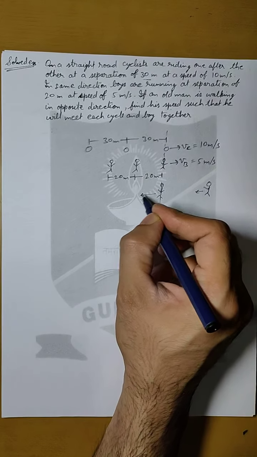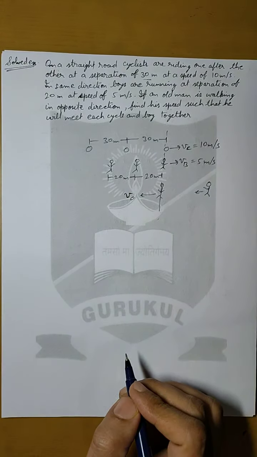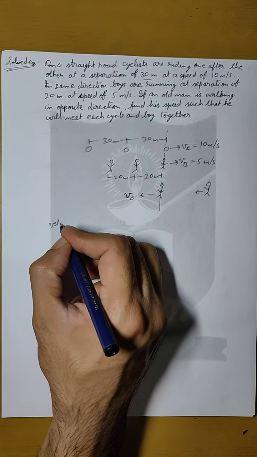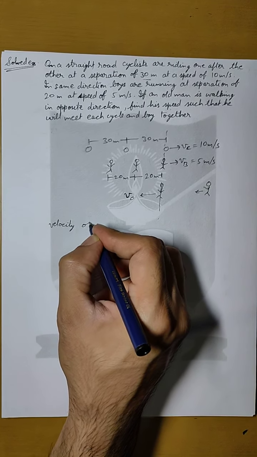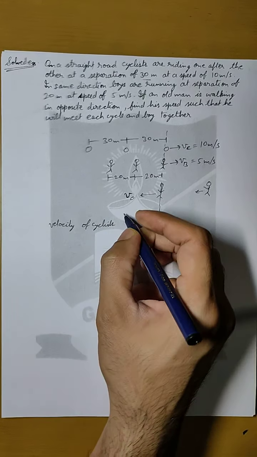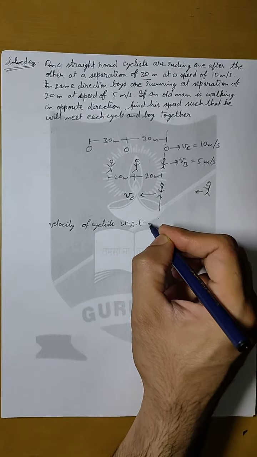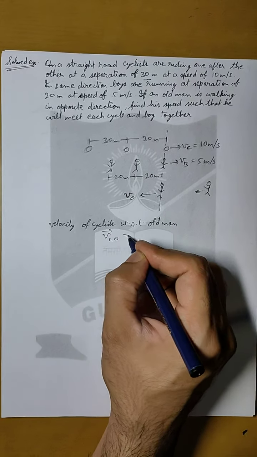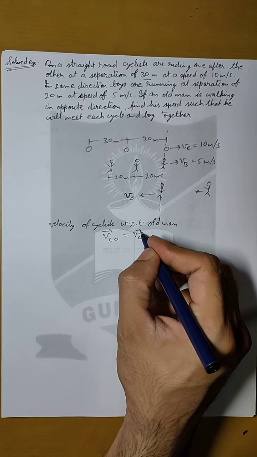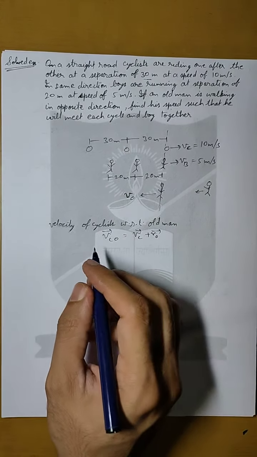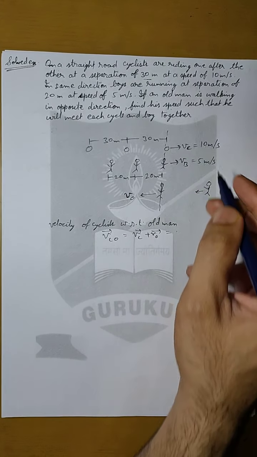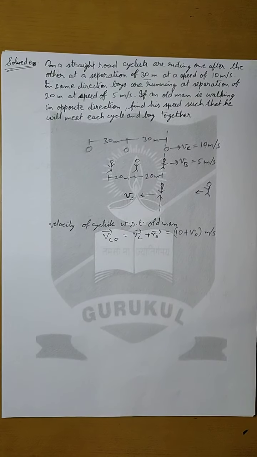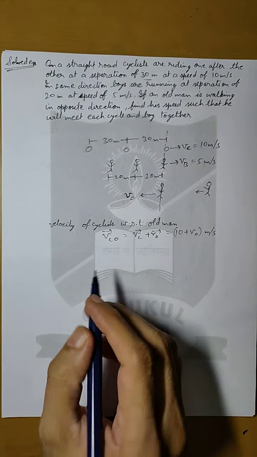So let us say that he is moving with velocity VO. Now if we find the relative velocity, the velocity of cyclists with respect to old man can be written as VCO, and since they are moving in opposite direction, it will be addition, VC plus VO, which will be equal to 10 plus VO meter per second. This is the relative velocity of cyclist with respect to old man.